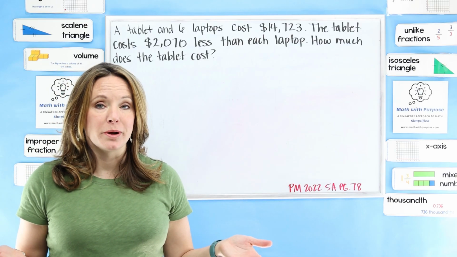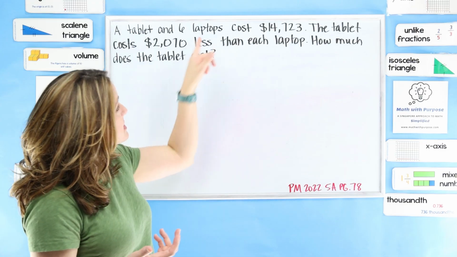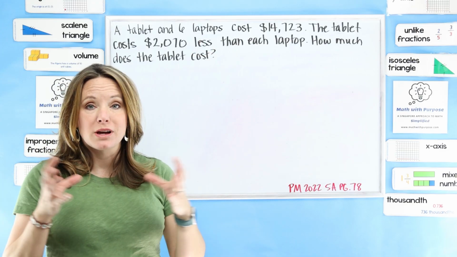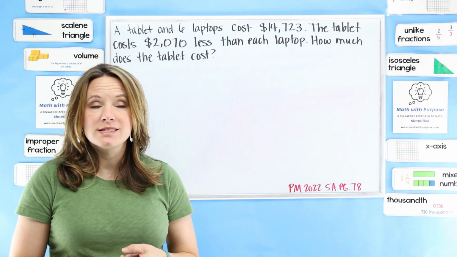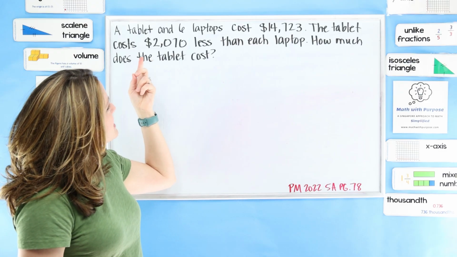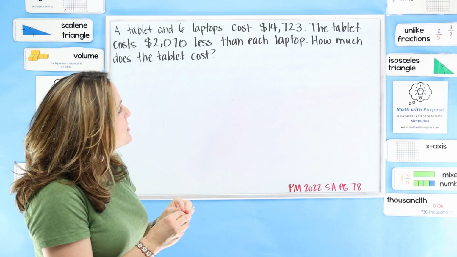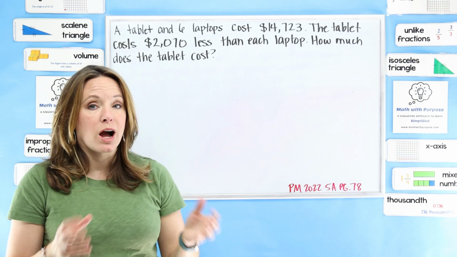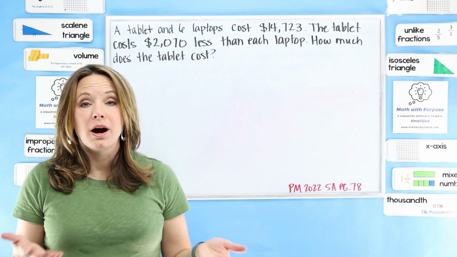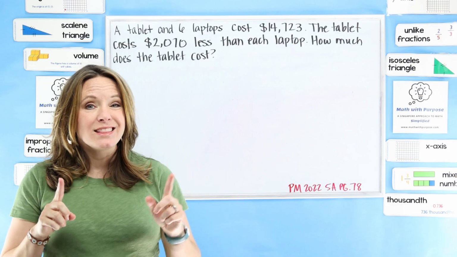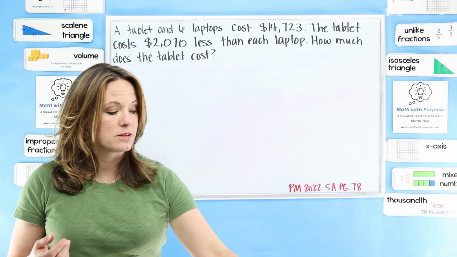So what do you know about this problem? You've got a tablet and you've got some laptops. How many? 6 laptops. And we know how much those cost together. What else do you know about the laptop and the tablet? We know that the tablet is less than each laptop. So we've got 2 dollar amounts here and we have 2 different objects that we're working with. How could we use this information to draw us a model that's going to help us solve the problem? Let's do this part together, and then I'm going to encourage you to see how you could use the model to make sense of the problem.